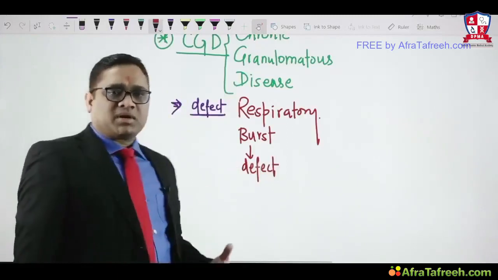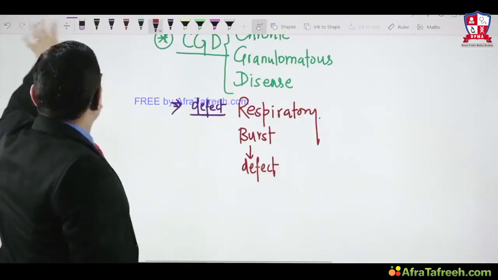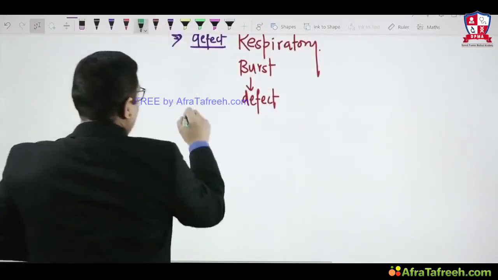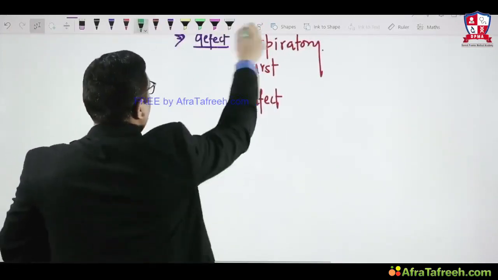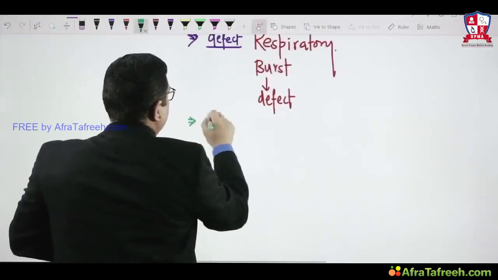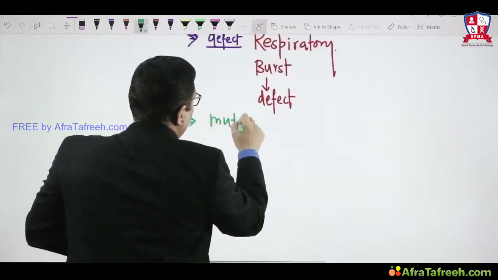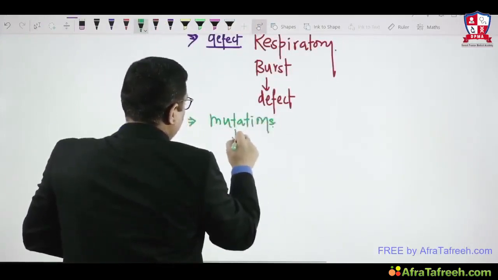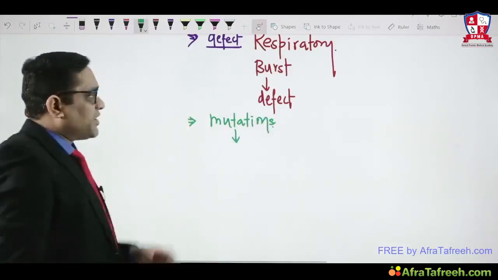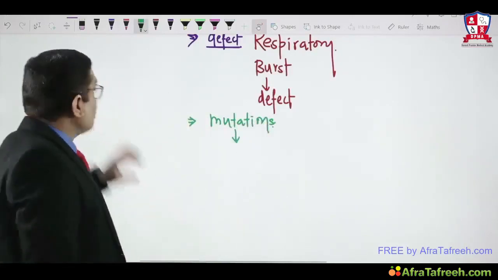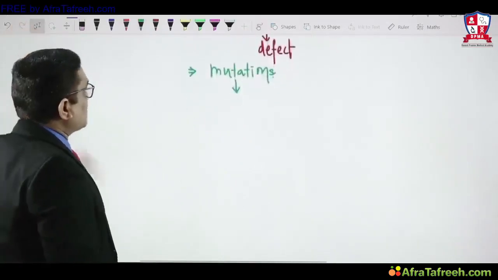Why is this respiratory burst defective? This defect is because of mutations in a gene. So this respiratory burst is defective, and the lysosomal granule will not rupture. Why is there no rupture? Because of the mutation. Mutation of what?